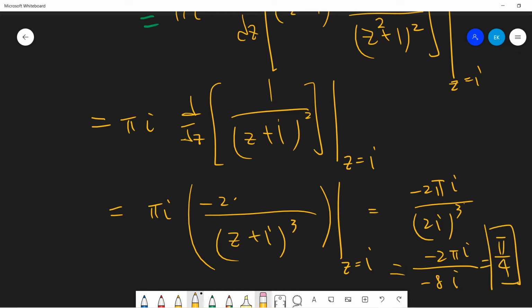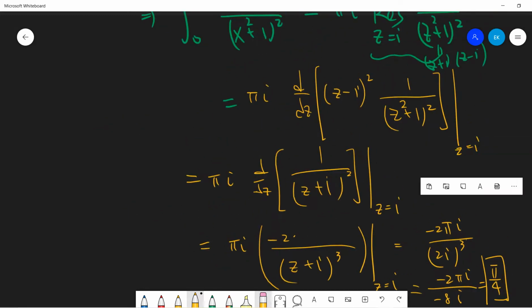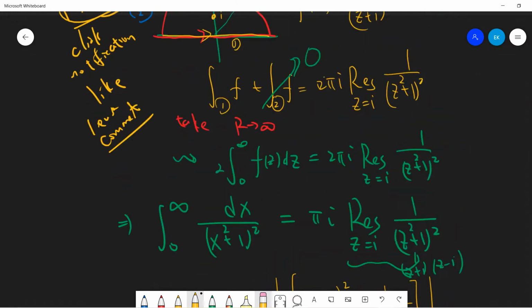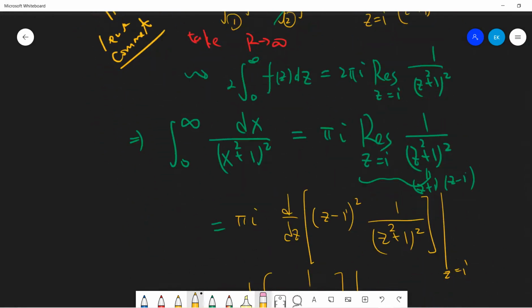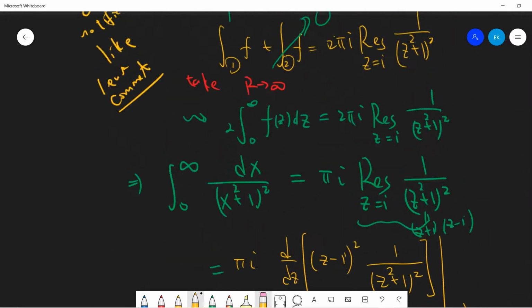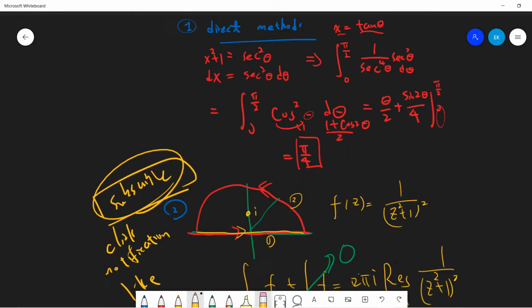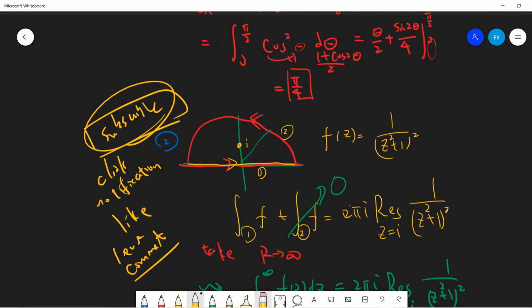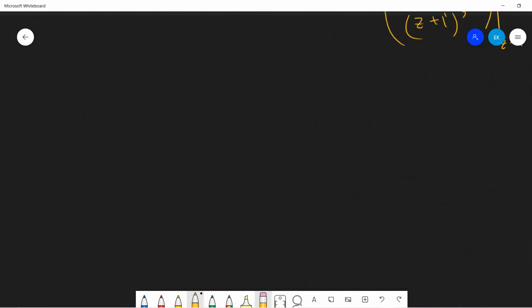So if you use complex analysis, you still get the same answer, pi over 4, right? As we did with the direct computation, we also get pi over 4. Let me provide another detail on why the second part will be 0 when r goes to infinity. This is the comment that I want to make.